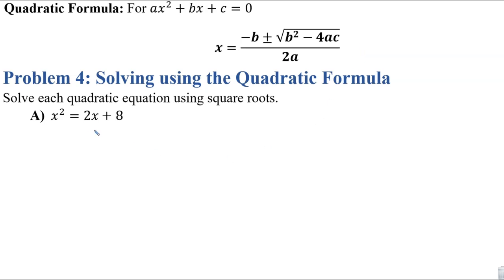Okay, so I have a quadratic here. First thing, for this formula to work, my quadratic equation has to be set equal to 0, just like with factoring. So if it's not equal to 0, your first step is going to be to solve for 0. I can do that by subtracting 2x from both sides of this equation, and then also subtracting 8 from both sides. We'll just pile those up here. So that's going to leave me with x squared minus 2x minus 8 is equal to 0.